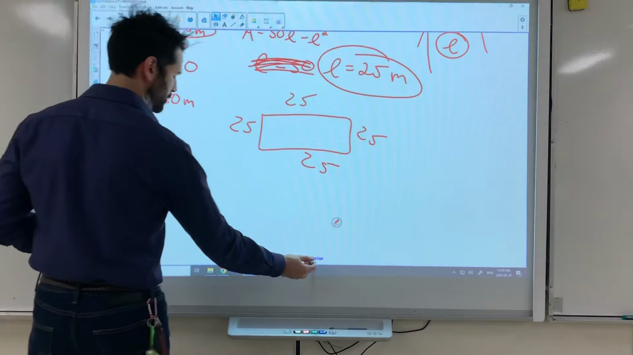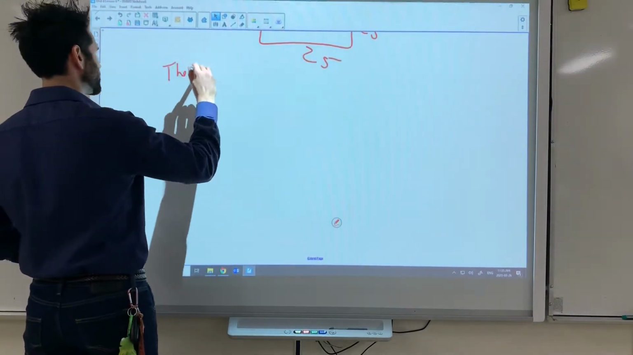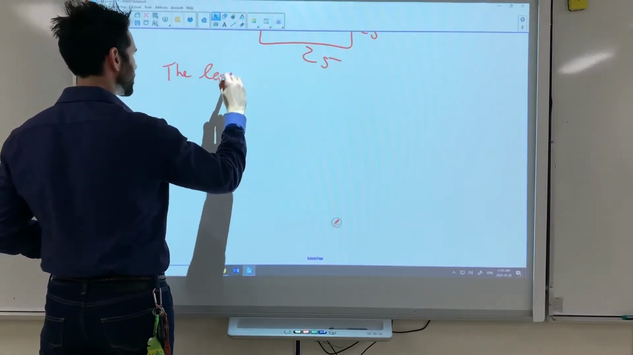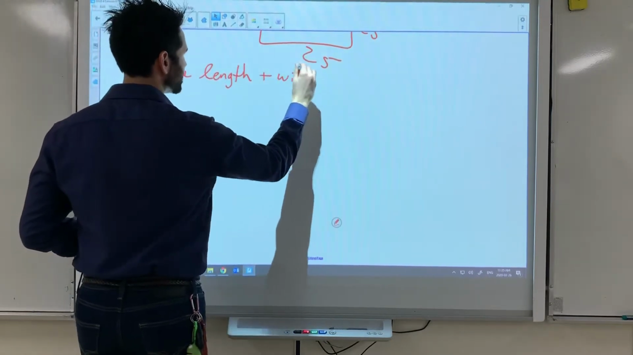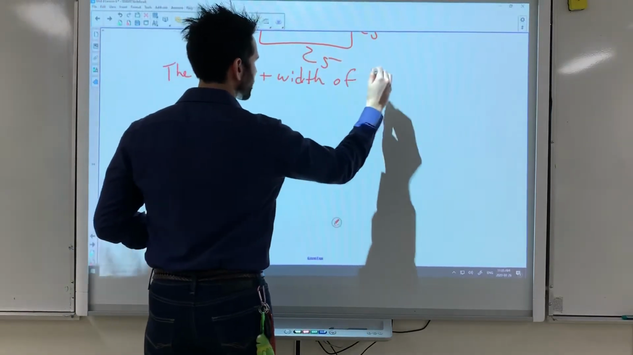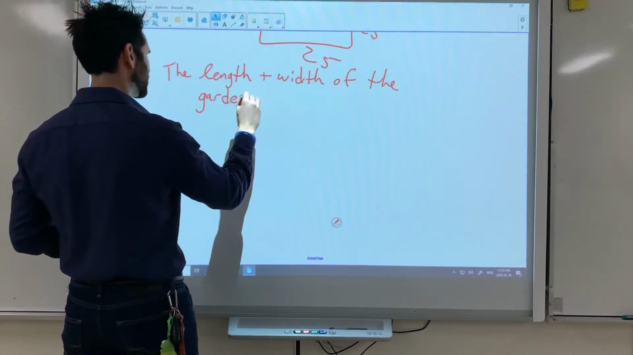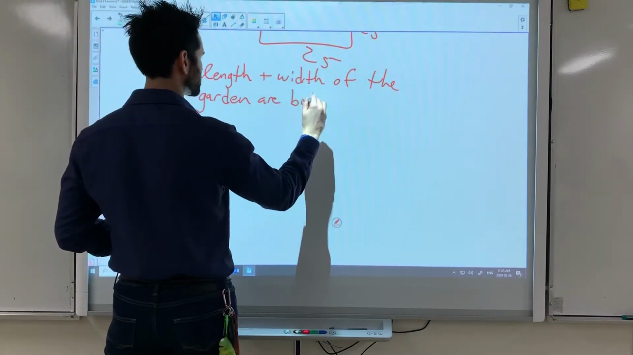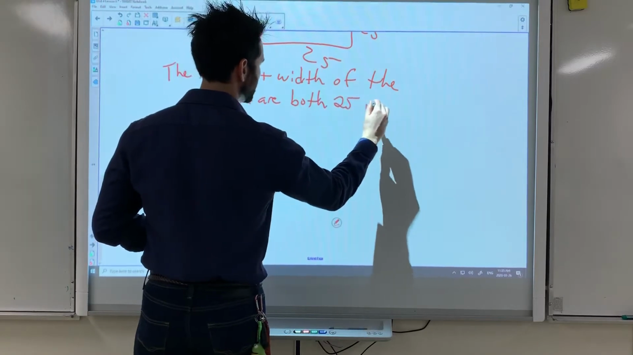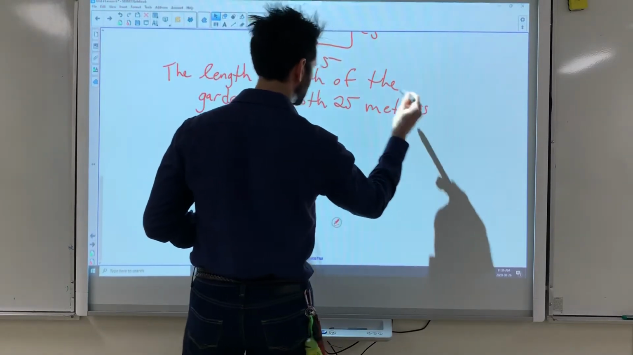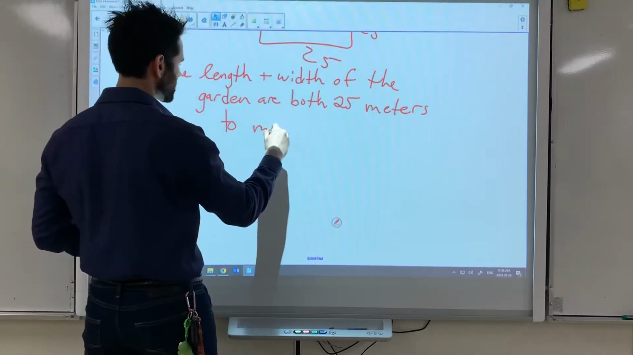Yeah. So don't forget to write a little statement. So the length and width of the garden are both 25 meters to maximize area.